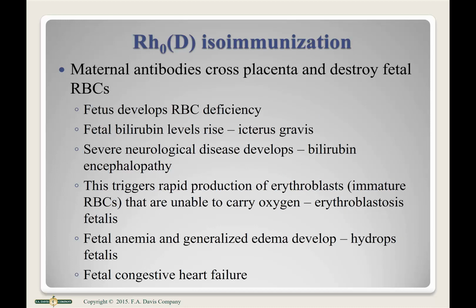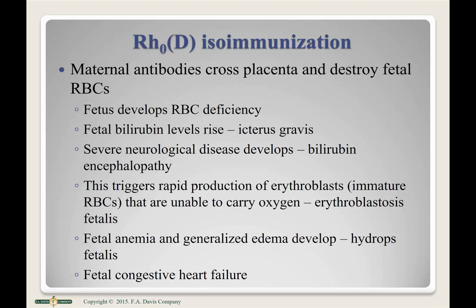Okay, so if we do have an Rh isoimmunization and antibodies do cross the placenta, then they attack baby's red blood cells. So we have a baby in utero that has a red blood cell deficiency. Our fetal bilirubin levels rise, so we have a hyperbilirubinemia. That's called icterus gravis. Okay, and then when we start seeing severe neurological disease, that's called bilirubin encephalopathy.